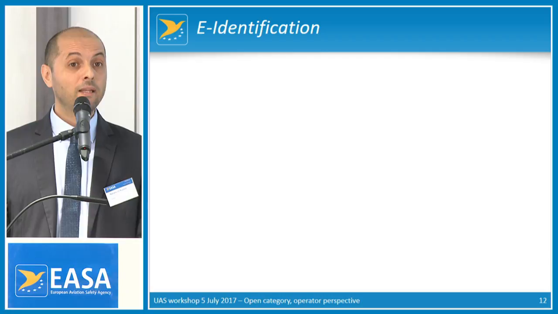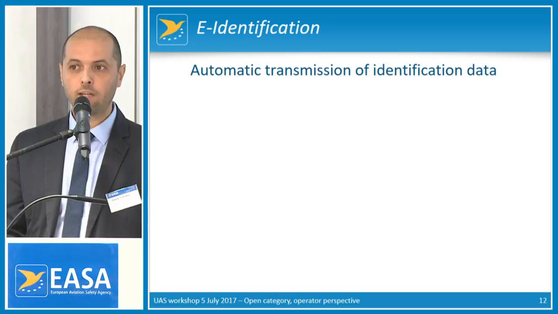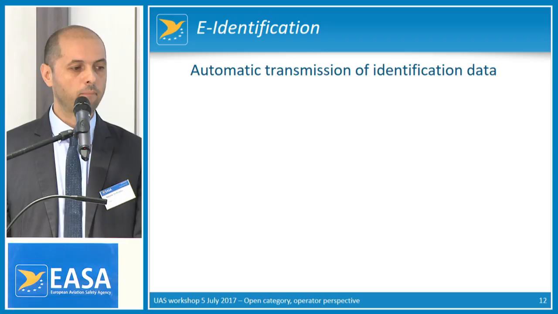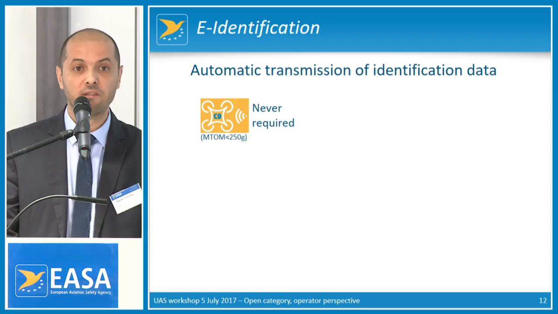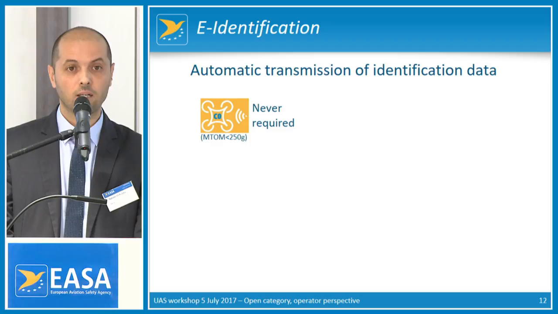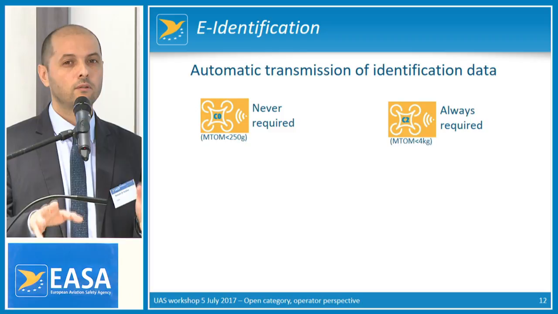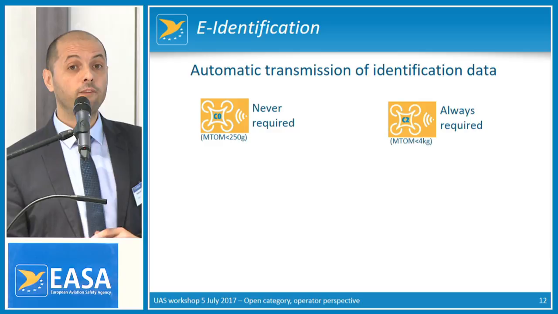Another essential element is the electronic identification. Electronic identification will be the automatic transmission of some data, so the enforcement authority can read it and understand who is the owner of the drone and maybe also have some additional information. For the small ones, the threat is very limited, so we never require the C0 to have this electronic identification. For the C2, and if you remember, the C2 are the aircraft that are flying closer to people, so maybe this will fly more in an urban environment. So for this one, the electronic identification will always be required. For the others, it will depend on the operation.